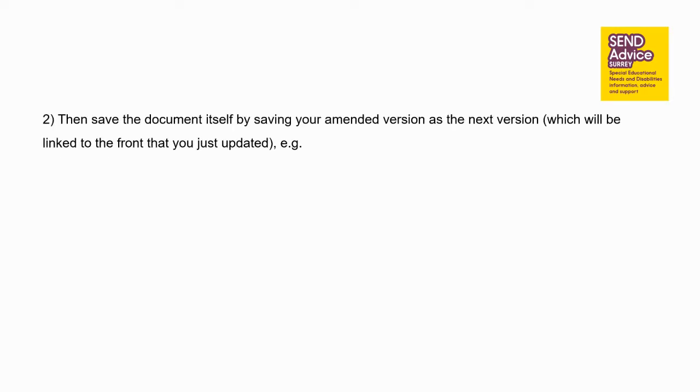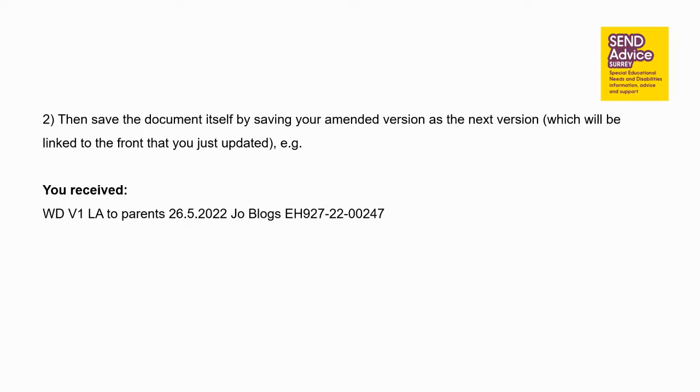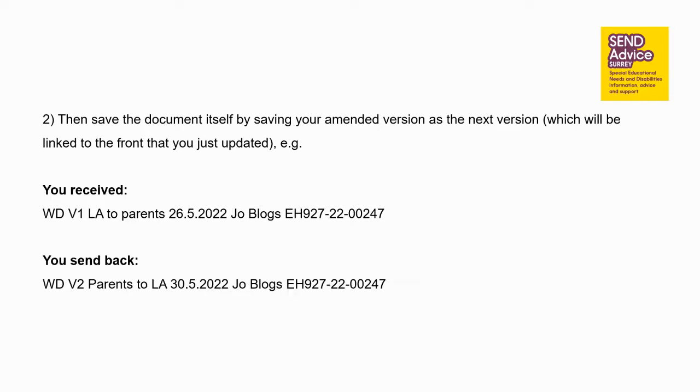Then save the document itself by saving your amended version as the next version, which you've linked with the front page that you've just updated. So you would have received working document version 1, LA to parents on the 26th of the 5th, 2020, and you're sending back working document version 2, parents to LA, and then you put the date. You also need to save it as a Word document.